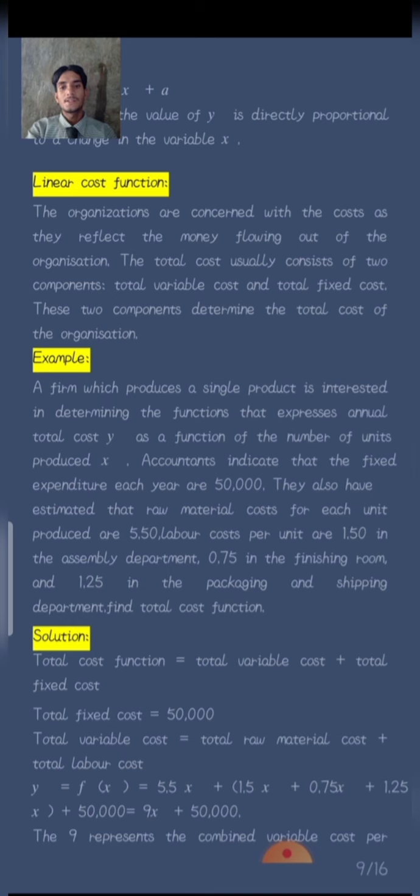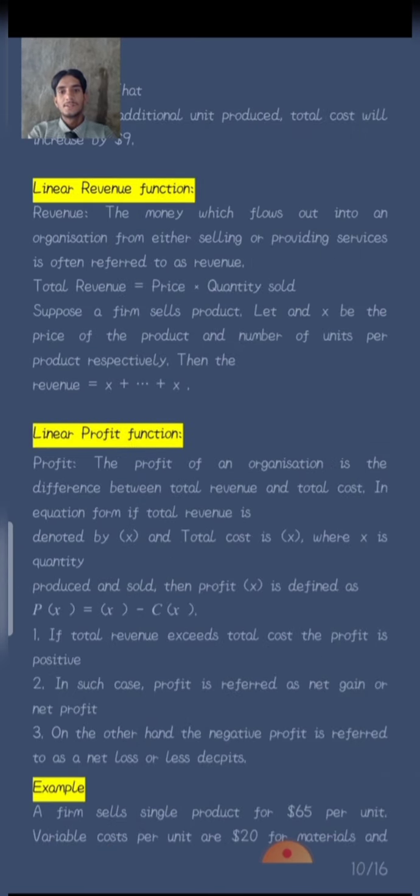Linear cost function. Organizations are concerned with costs as they reflect the money flowing out of the organization. The total cost usually consists of two components, total variable cost and total fixed cost. These two components determine the total cost of the organization.